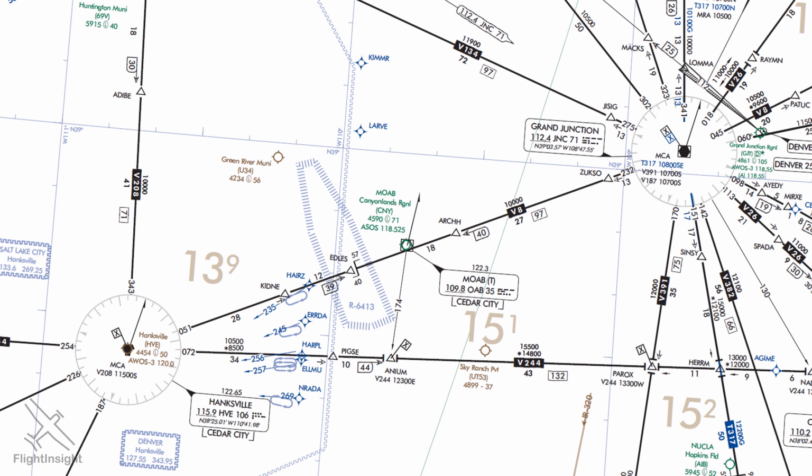Here's Victor 8 between the Grand Junction and Hanksville VORs. Those symbols are filled in black, which means that these are compulsory reporting points. Without radar coverage on our flight, we need to make position, altitude, and time reports over these points.